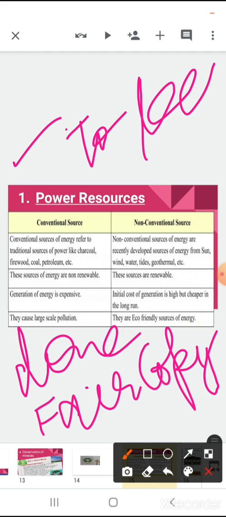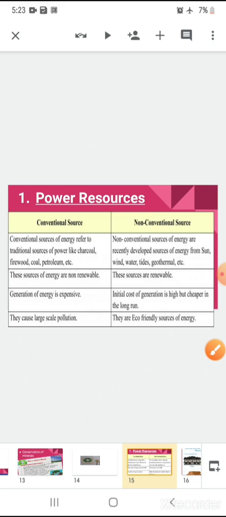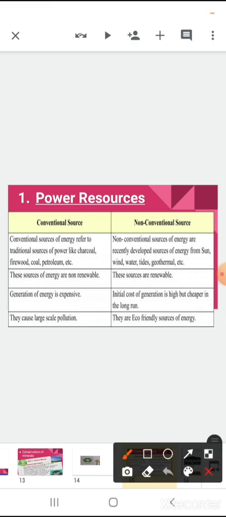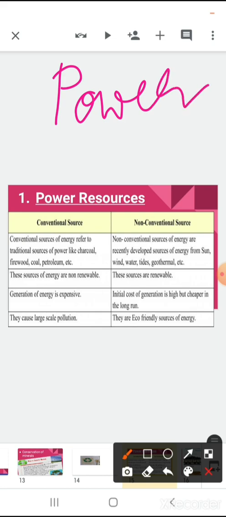Okay, power resources. In power resources, we have two types of sources: conventional source and non-conventional source. Conventional sources of energy, children, are those which have been in common use for a long time. For example, firewood and fossil fuels. These are the two main conventional sources of energy which have been used for a long time.